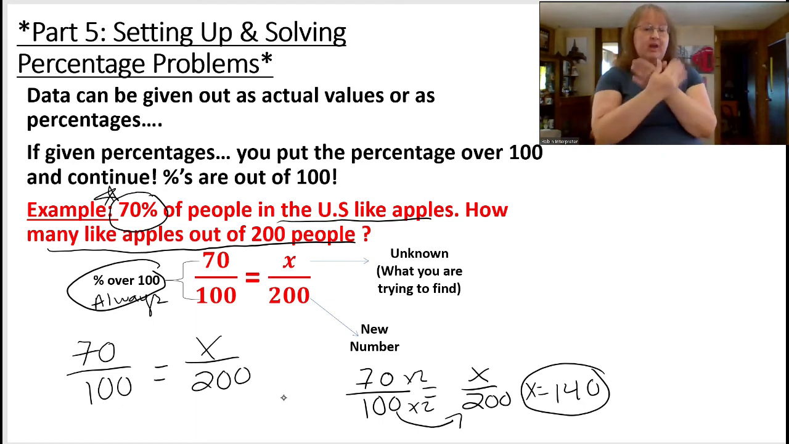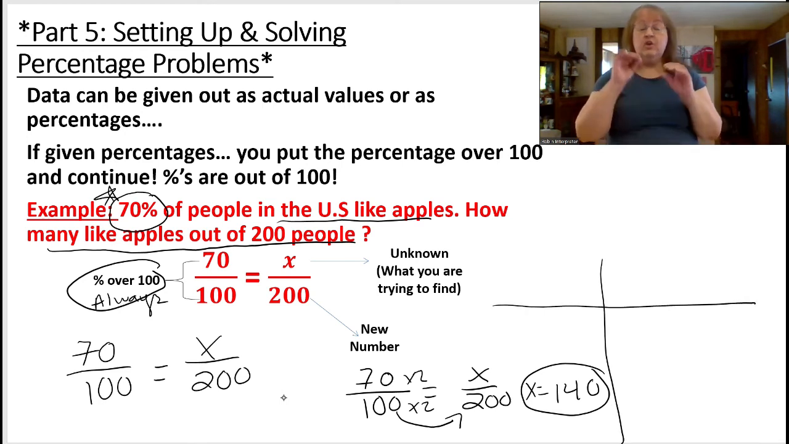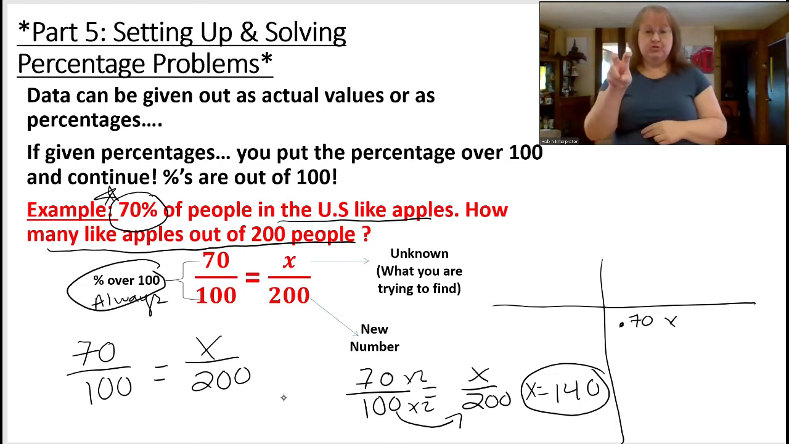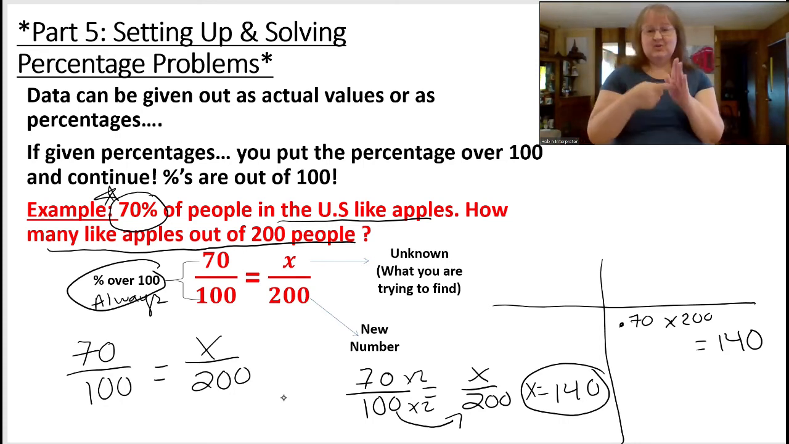Or use the butterfly method if you can. Okay, there's actually another way, obviously, that you can solve this without using proportions. 70% as a decimal is 0.70. So multiply that by 200. And if you multiply that correctly, you get 140. So there's lots of other ways you can solve these kinds of problems, but the point is to show you how to use percentages with proportions, setting up those two ratios and setting them equal to each other.